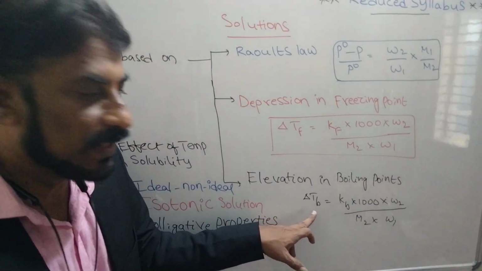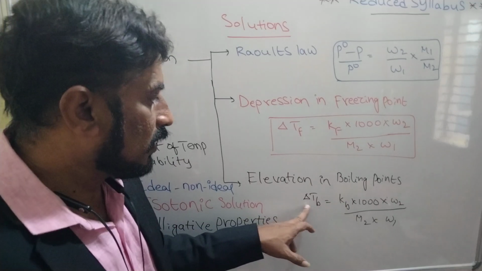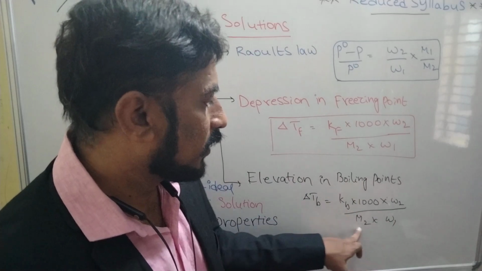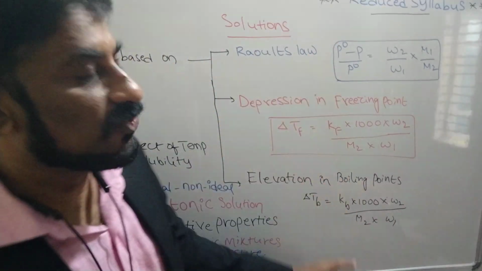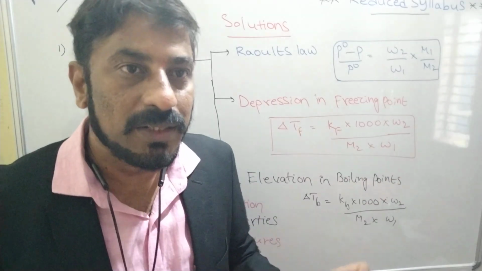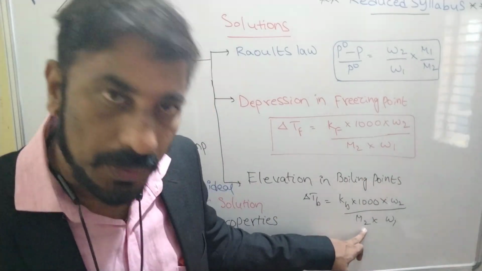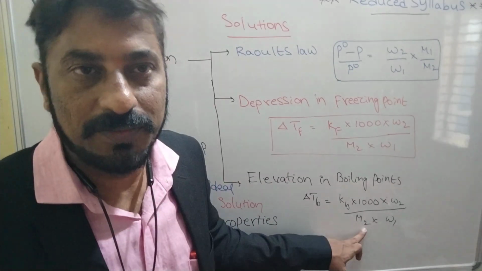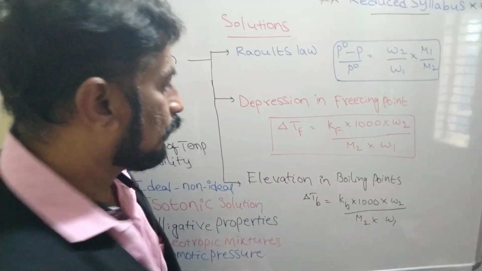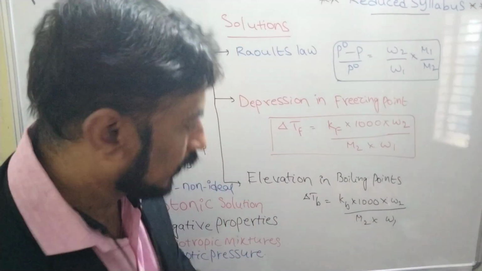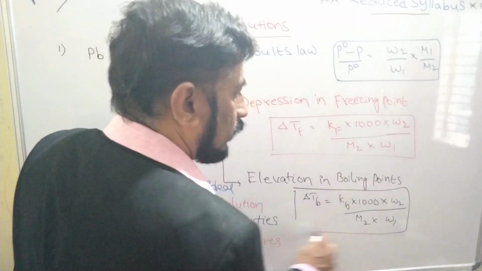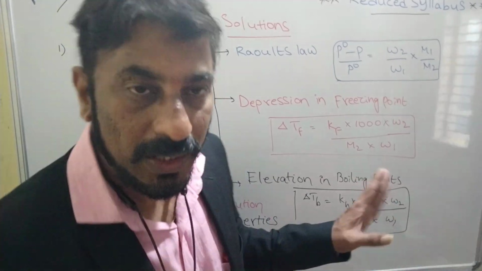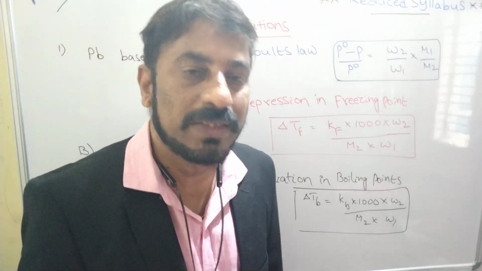Now delta Tb is the difference in the boiling points. Delta Tb is equal to Kb into 1000 W2 by W1 into M2. By applying these formulas, we can calculate the molar mass of the solute. They always ask for the molar mass of the solute, either by using this formula or that formula. Based on any one of these three formulas, they will give a 3 marks question.